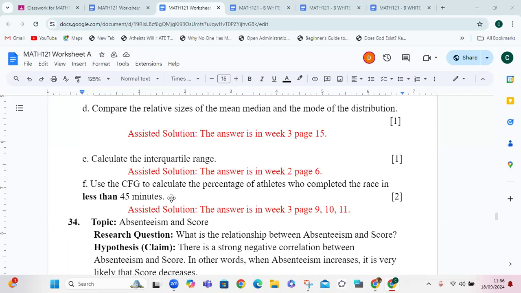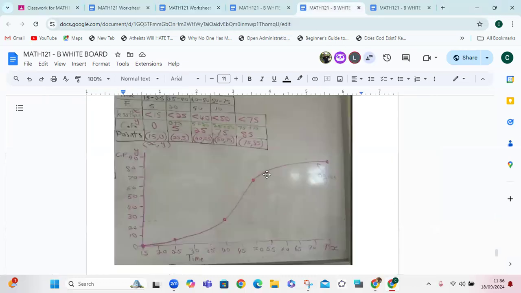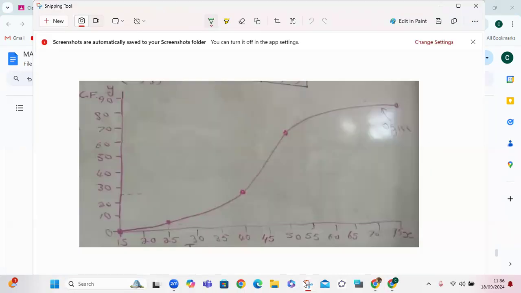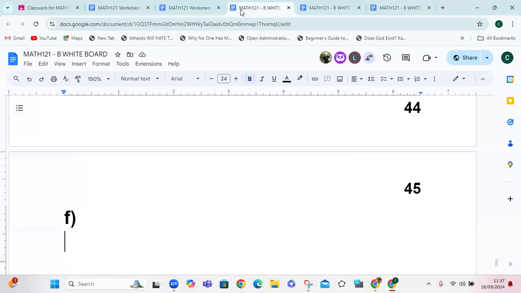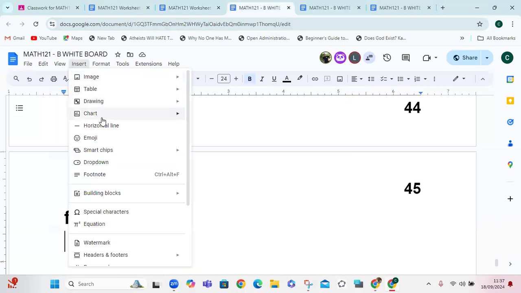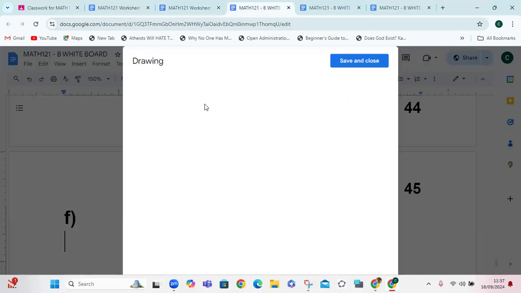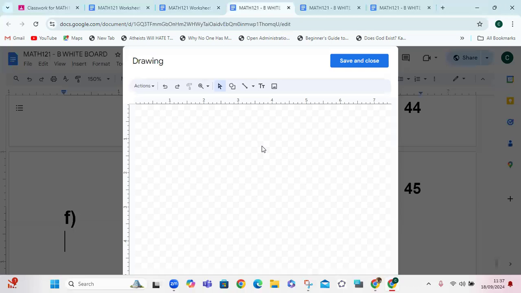Now, to get an idea as to how many or the percentage of athletes who completed in less than 45 minutes, you go to the cumulative frequency graph. Here we have already constructed the cumulative frequency graph. So you can use the snipping tool, create a picture of the cumulative frequency graph, go to the worksheet, the whiteboard, sorry. You go to insert and you go to drawings and you paste that image in drawing.